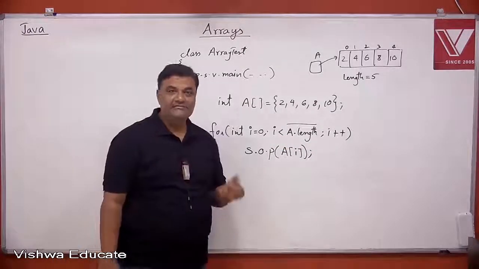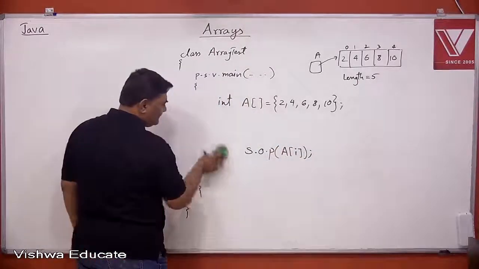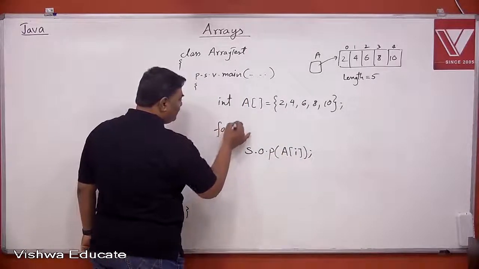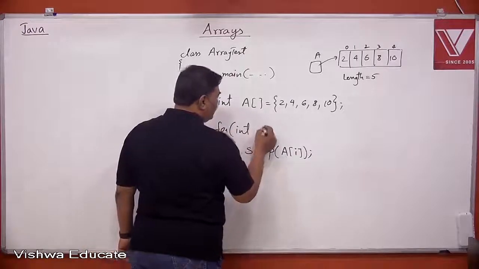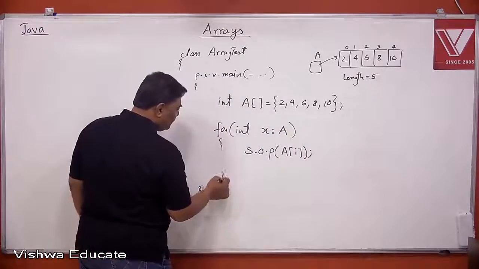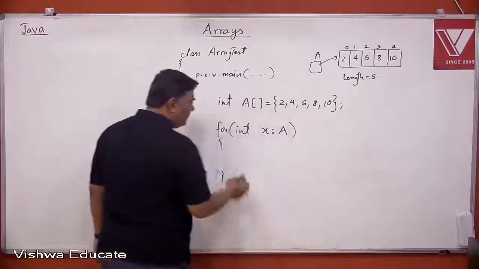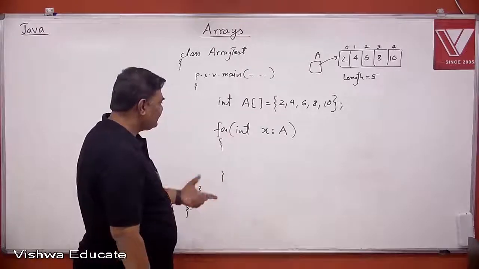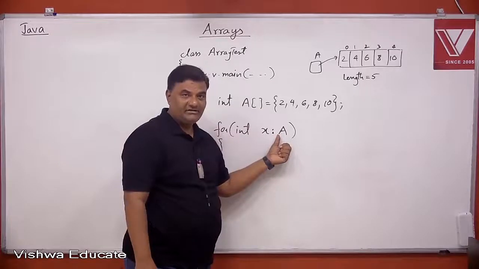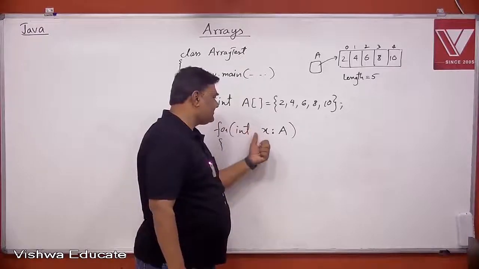Now next. Instead of this loop, I can say for integer x colon a. I am doing the same thing. I want to print all the elements. Then what is this loop? This is the syntax. Declare a variable and write the array name here, collection name here, collection. This side it must be a collection after the colon. So declare a variable of the same type, integer type, and a collection.